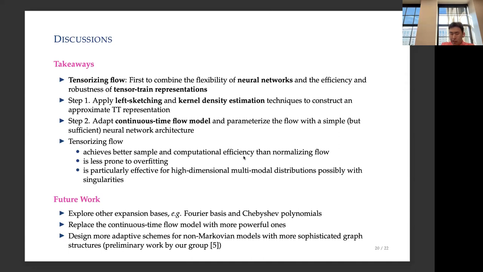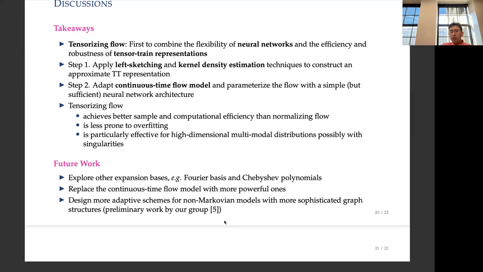For future work, maybe we can explore some other expansion bases to replace the continuous time flow with more powerful ones. And we would also like to design more adaptive schemes for non-Markovian models with sophisticated graph structures. So here is a preliminary work by our group. In this work, we explore the tree tensor network. These are the future works. And any questions here? So here are some references.